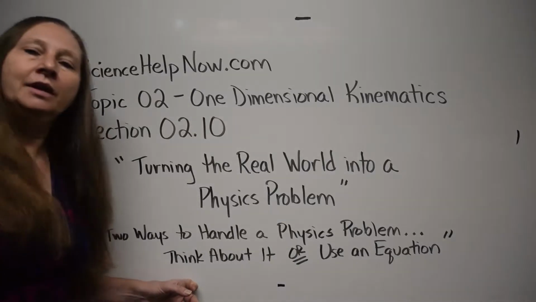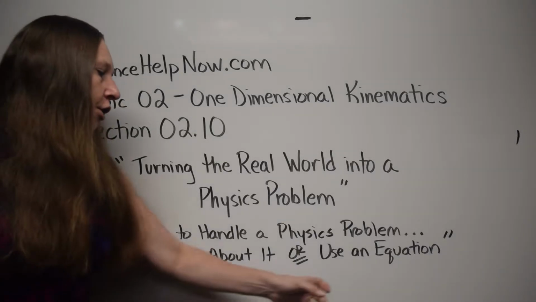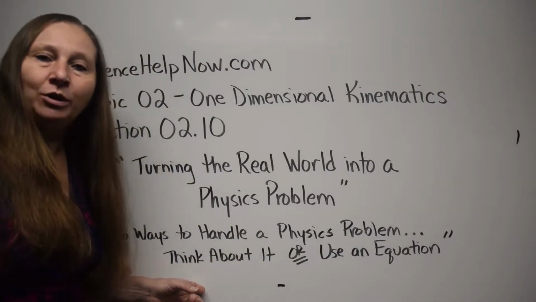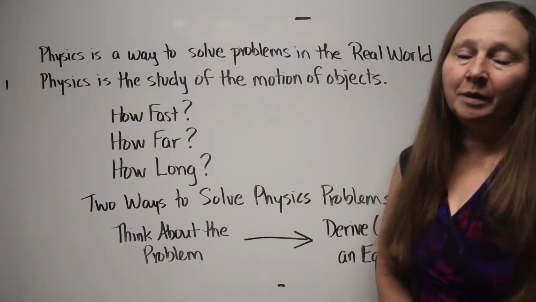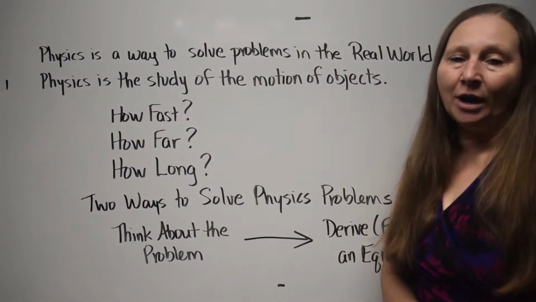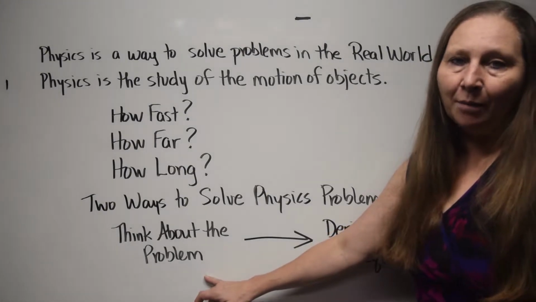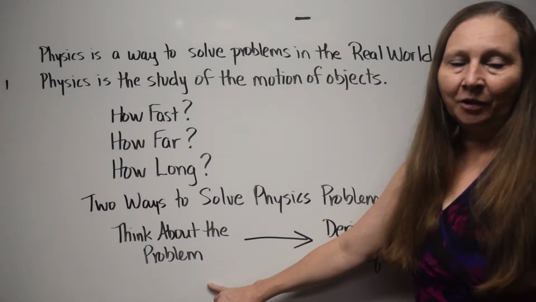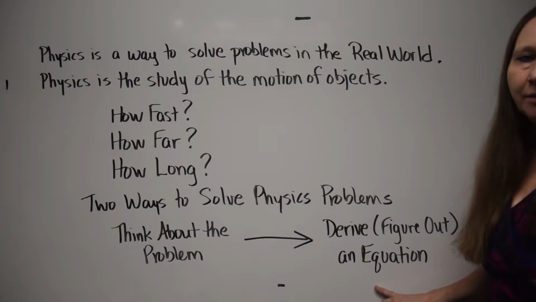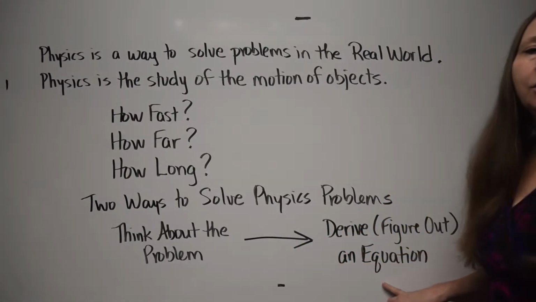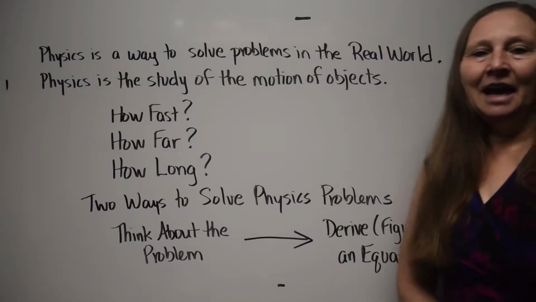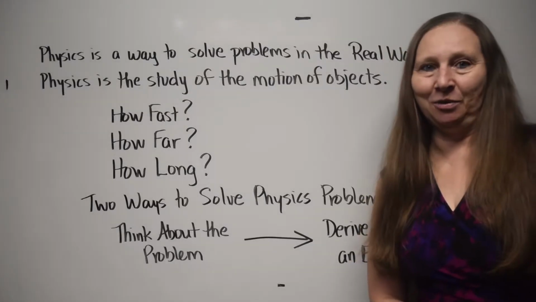But at the same time, it's very important that you understand that these equations are coming from thinking about the real world and figuring out what the equation should be. What's going to be happening in this video, we'll be presented with some very simple questions in physics. We're going to think about the problems and come up with a correct answer. And then we're going to see that the correct equation, which comes from thinking about the problem, gives you the same correct answer. So we're going to learn how to turn the real world into a physics problem.